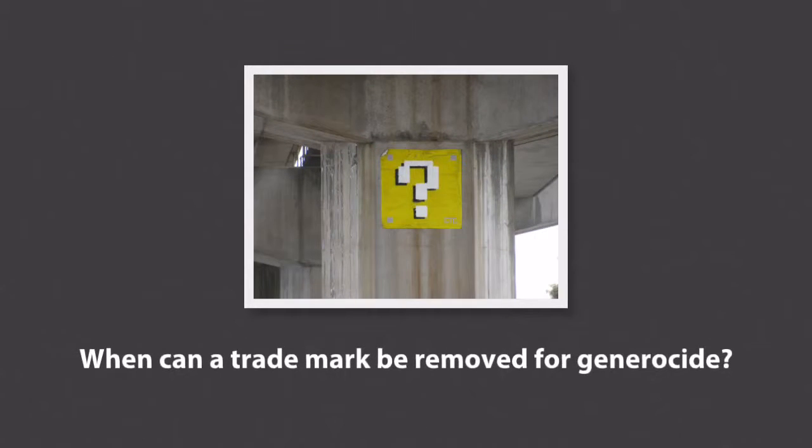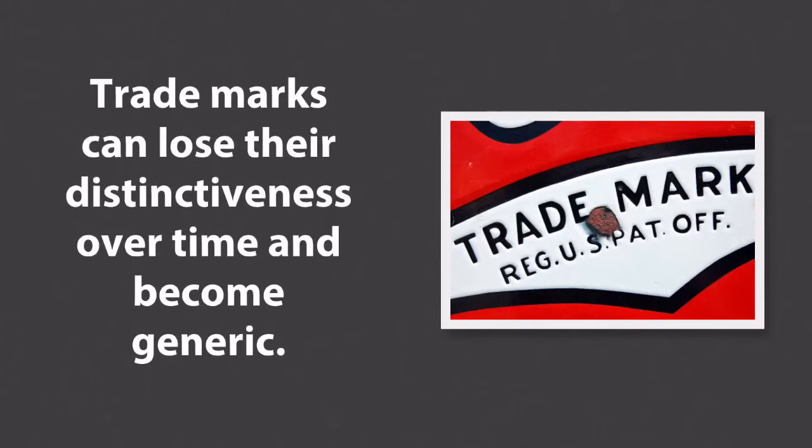In this video, we will answer the question, when can a trademark be removed for genericide? Trademarks can lose their distinctiveness over time and become generic. This may occur as a result of the way the mark is used or licensed by the registered owner, or through external circumstances beyond the owner's control.